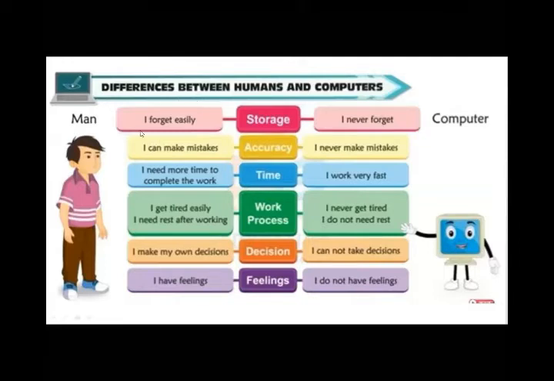Second is "I can make mistakes." It means a man is saying, I can make mistakes when I am doing the work. But the computer says, I never make mistakes. A computer never makes mistakes. It does accurate work. Third one is "I need more time to complete the work." I have shared it also with the picture. In the first picture, the girl was doing the sum in the copy, so she was taking time. So it means a man needs more time to complete the work and a computer works very fast.